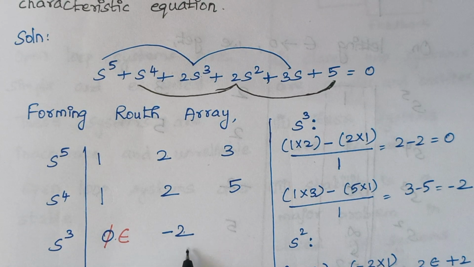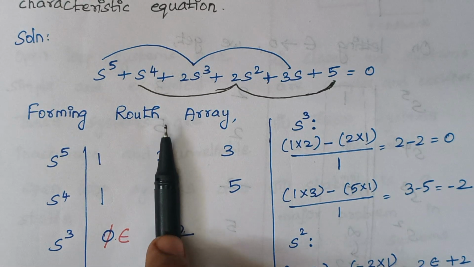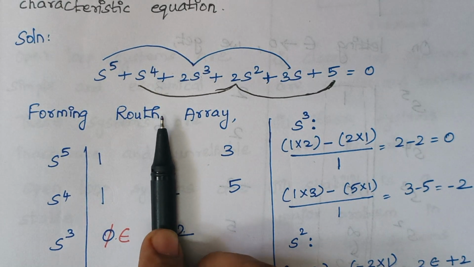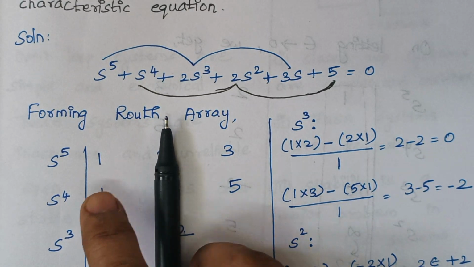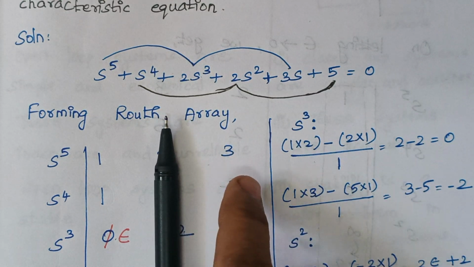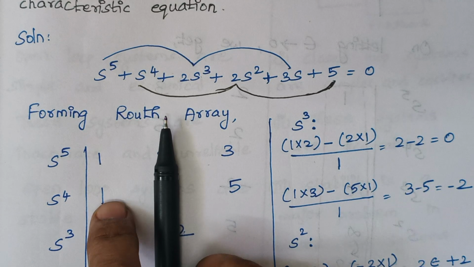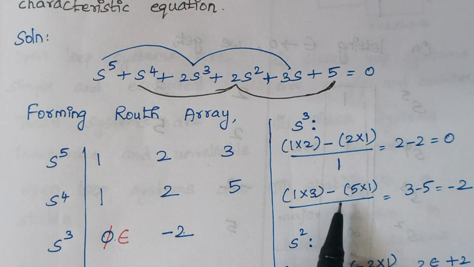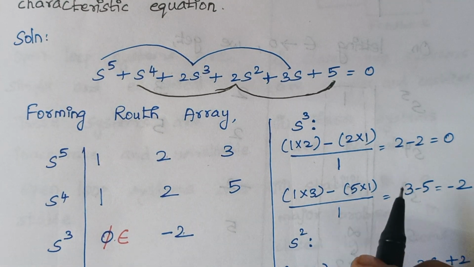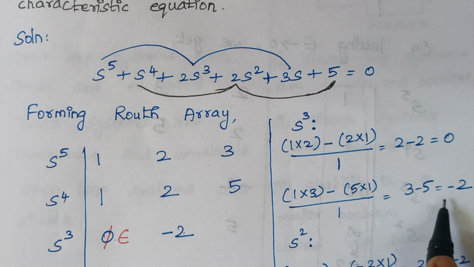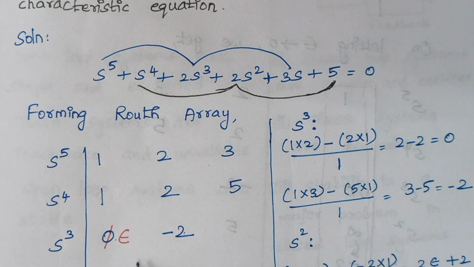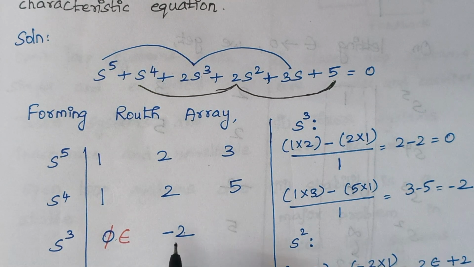Now we have to find the second element. For finding the second element, as usual, you can just hide this column and multiply: 1 into 3 minus 5 into 1, divided by this 1 again. So 1 into 3 minus 5 into 1 by 1 is 3 minus 5, which is equal to minus 2. So the second element is minus 2.